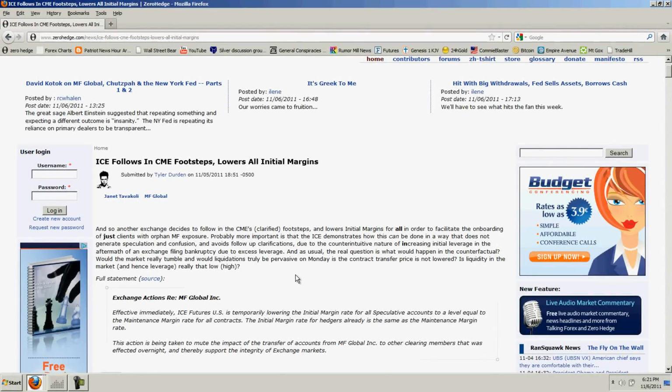Now, the reason why this became an issue was the initial announcement by the CME was that margins for all commodities, maintenance margins, would be raised up to the level of initial margins. Now, you have to understand the reasoning behind this.